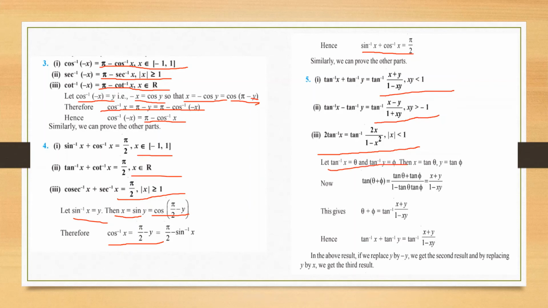Now as you see here the sign is plus, so I'll start with tan of theta plus phi, which is tan theta plus tan phi upon 1 minus tan theta tan phi. Fill in all the values taken from here: x plus y upon 1 minus xy. Now operate both sides by tan inverse. I'll get theta plus phi equal to tan inverse of x plus y upon 1 minus xy. Now replace the values of theta and phi. I'll get tan inverse x plus tan inverse y equal to tan inverse of x plus y upon 1 minus xy. Right? Similarly, if in the same formula I replace y by minus y, I'll get the second result, and by replacing y by x, I'll get the third result. So this can also be proved following this result.